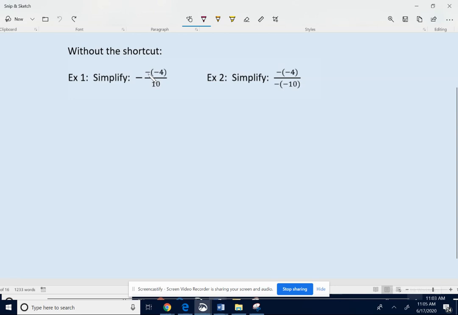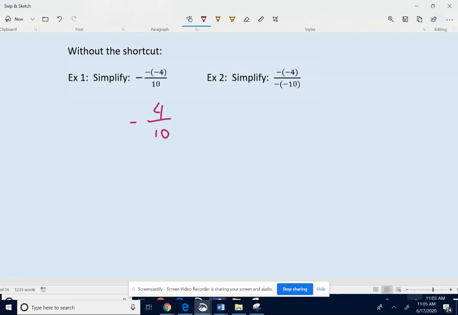Okay, so without using any shortcuts, I'm just going to zero in on the inside part here on the top, the opposite of negative 4. Okay, what is the opposite of negative 4? See, that turns into 4. So I'm going to take that opposite of negative 4 away and just think of that as 4. Have the rest of the problem sitting there.